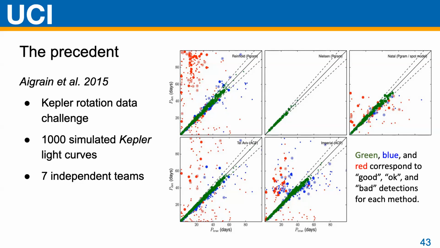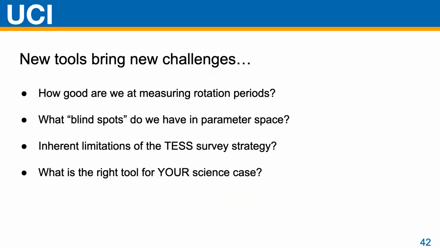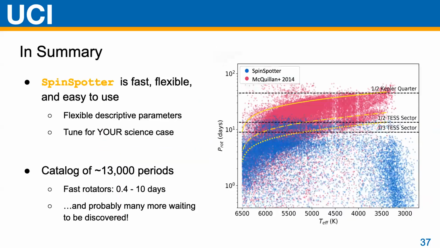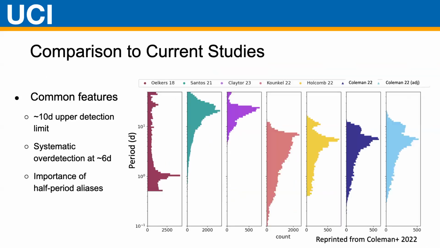I had a question. So going back to this kind of 10-day rotation period wall that you're hitting, you mentioned towards the end multi-sector treatments. So you haven't done that, and that would be a way to get past this 10-day limit?